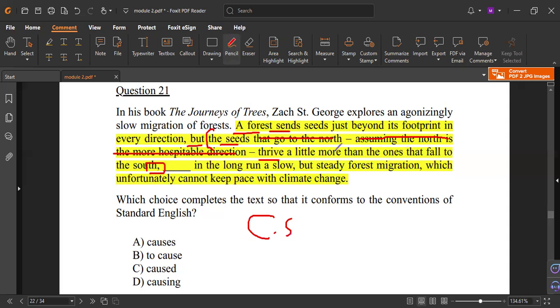Now let's imagine something. As I told you, when you find a complete sentence, as mentioned here, seeds thrive, subject, verb, and then complements, and the rest. And you find the comma. That means this part must be not a sentence. And then full stop. If you said causes, what causes? So this is wrong.